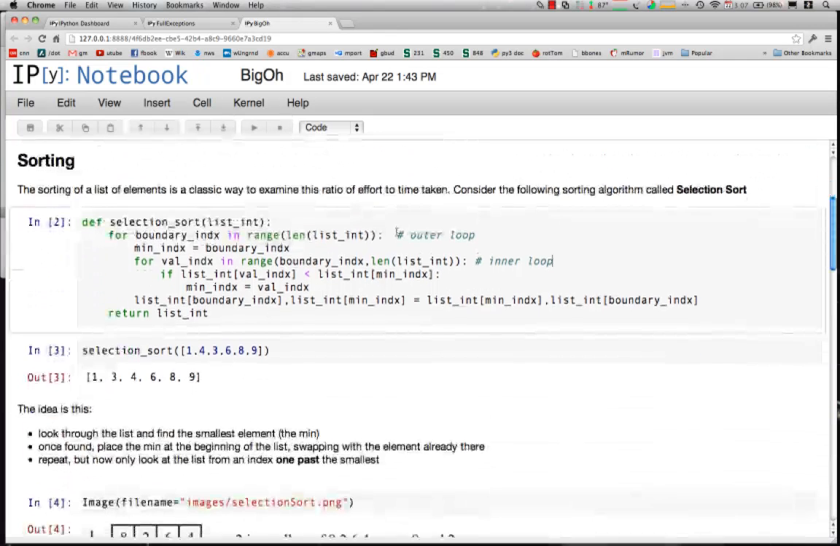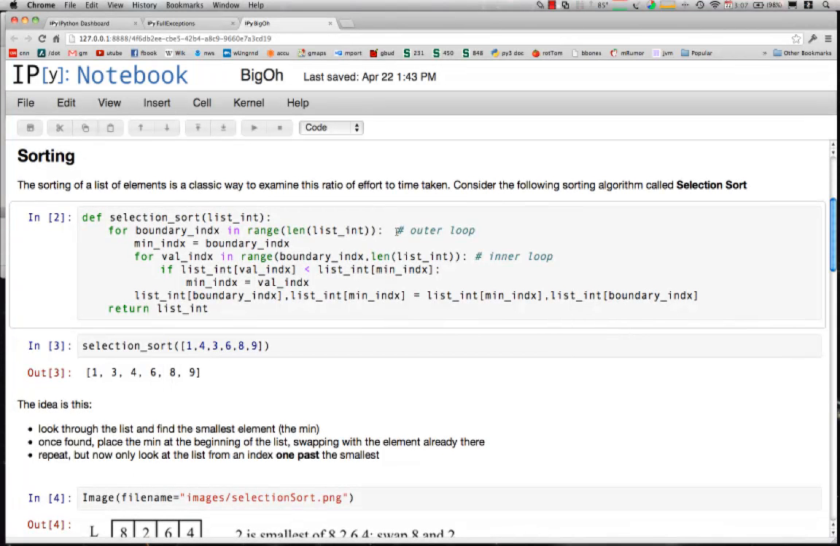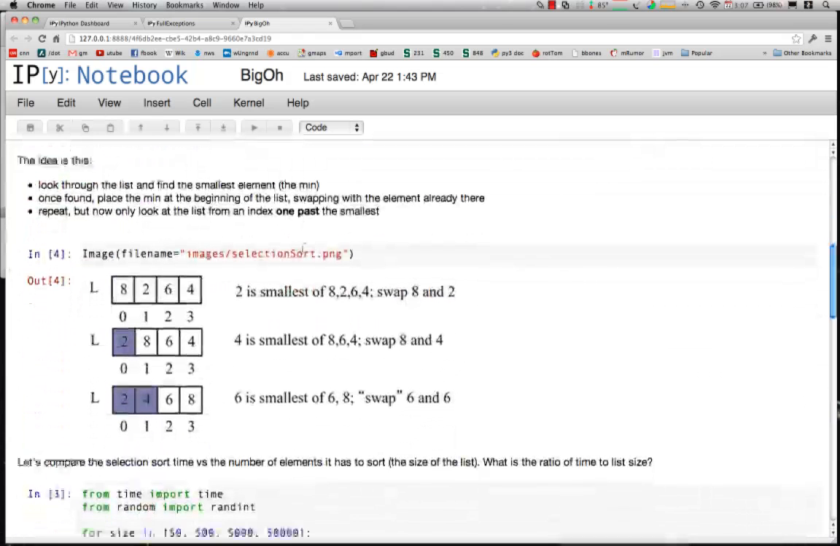Let's take a look at just a sorting algorithm. A sorting algorithm is used because this is a classic way to try to measure the amount of effort to the time taken, where effort is going to be measured by the number of things that we have to sort. This particular algorithm is called a selection sort, and it's probably easier to show it to you than to talk about it. Here's how it would work.